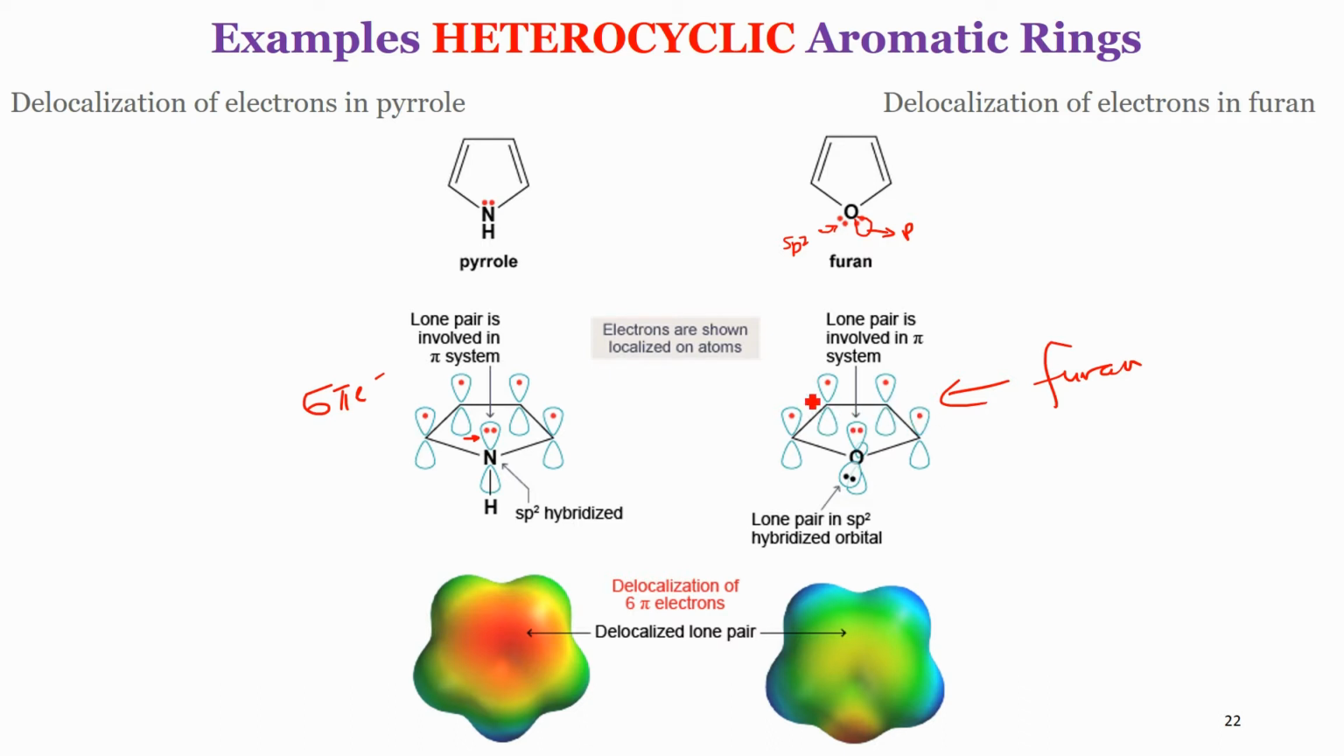So the red ones are the 6 pi electrons, and the black one is actually sitting in the sp2 orbital, meaning the black lone pair does not take part in resonance, only the red one. Okay, and you're gonna have 6 pi electrons.